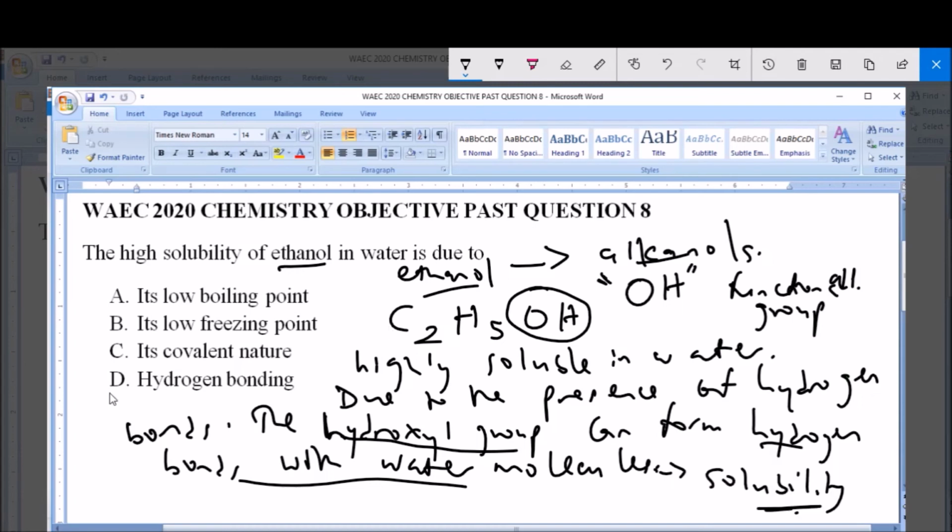So as we have rightly said, formation of hydrogen bonds or hydrogen bonding, which is option D, is the correct answer to this question.